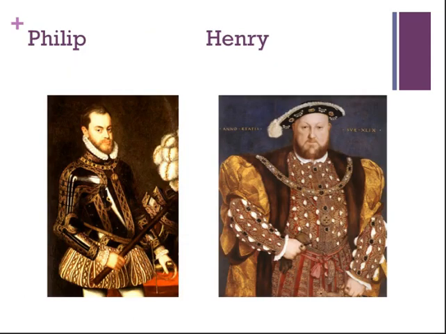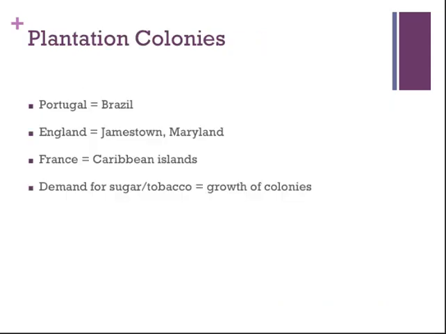So here you have a picture of Philip on the left, Henry on the right, and don't they just look so noble? Now, you had these things called plantation colonies that these European countries were spreading out and taking over. So Portugal, in Europe, had plantation colonies in Brazil. England in Europe had plantation colonies in Jamestown, Maryland. France had plantation colonies in the Caribbean islands.